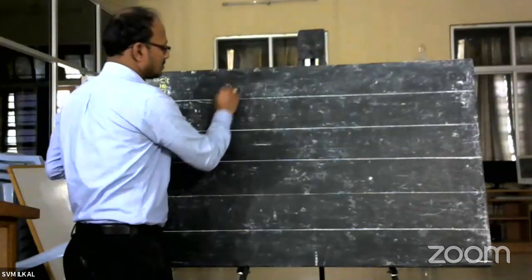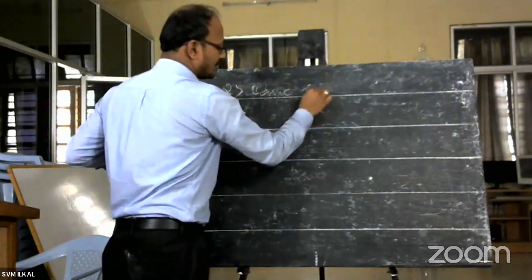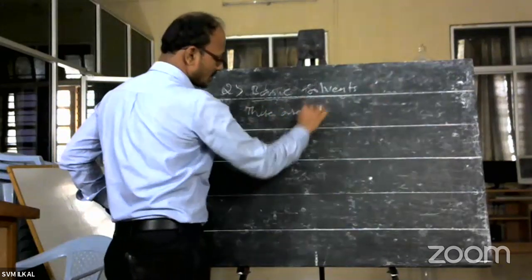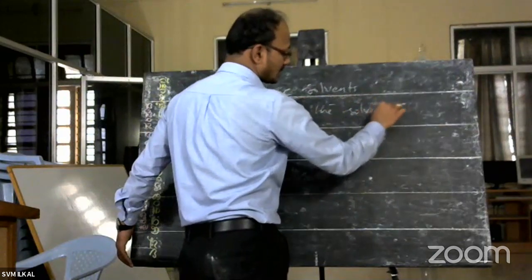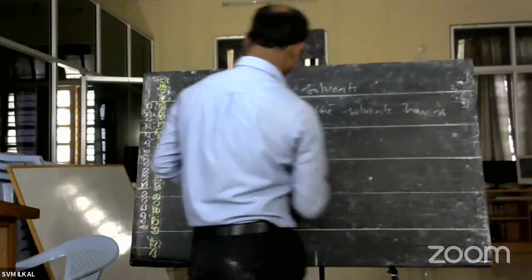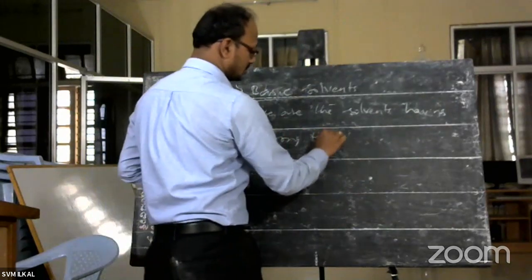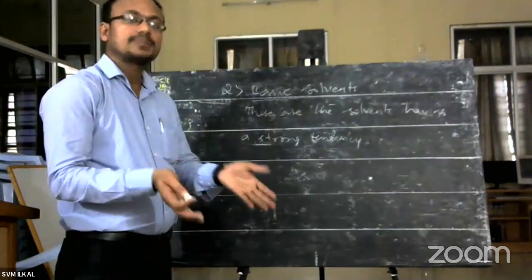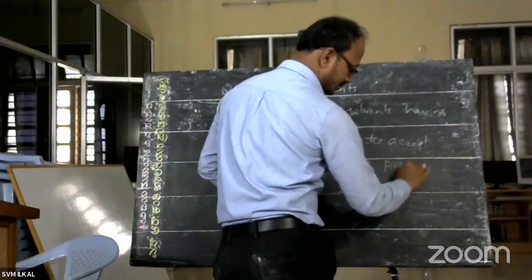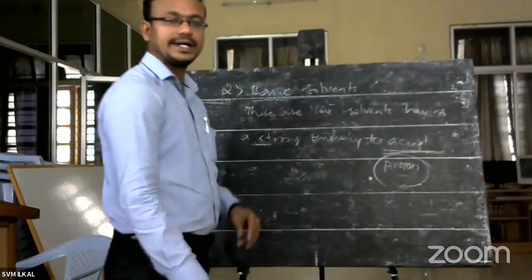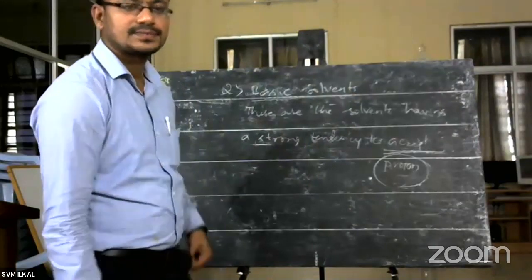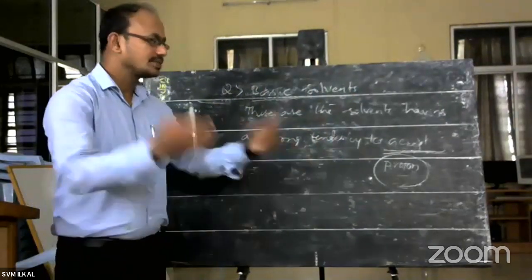Basic solvents are the solvents having a strong tendency to accept protons. Now we should clearly highlight accepting as well as donating. The solvent that has a strong ability to donate protons is called an acidic solvent, and the solvent that has a strong tendency to accept protons is called a basic solvent.